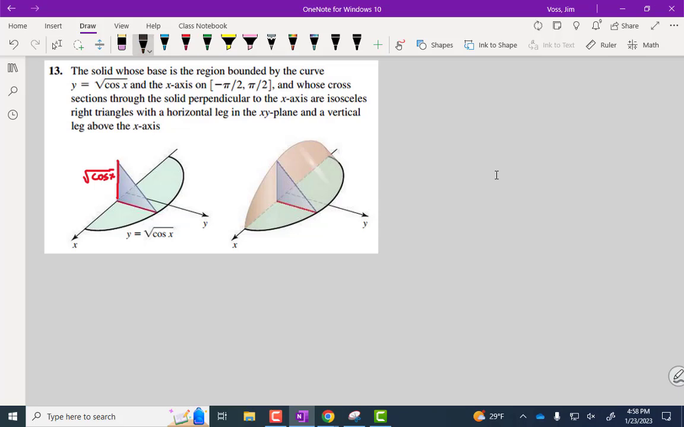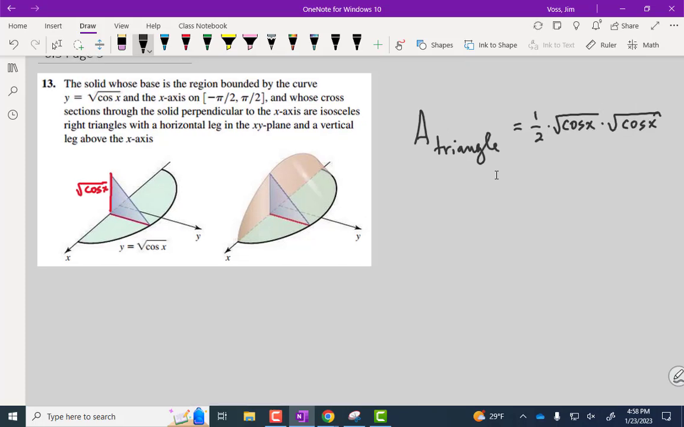So what is the area of our triangle? Cosine x divided by 2. Let's see, 1/2 the base times the height. So maybe what you said was right. 1/2 the base times the height. And I think that's what you said, right? Yeah. So cosine x over 2 is the area of the cross-sectional triangle at x. And if we integrate that cross-sectional area, we get volume.